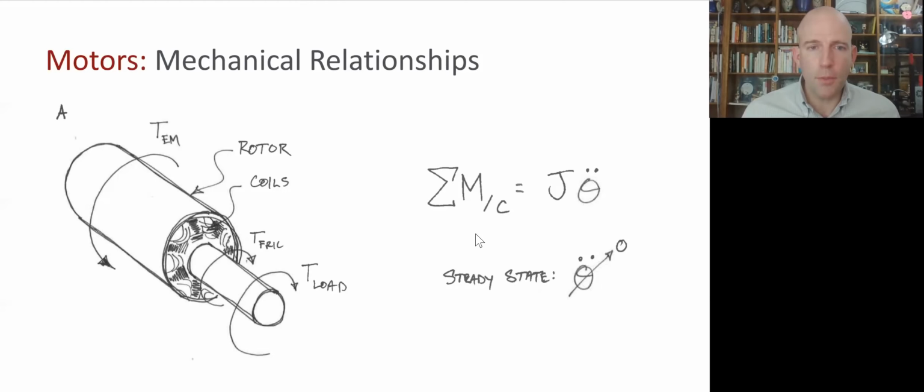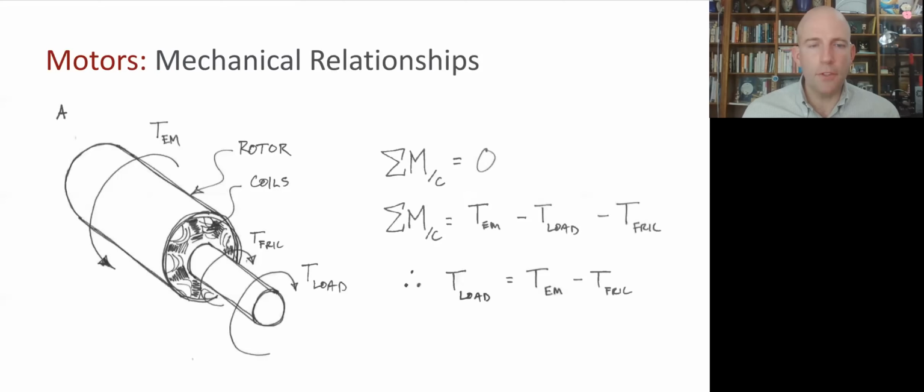In general, the sum of these moments will be equal to the rate of change of angular momentum of this rotor. And in this 2D representation, we have the mass moment of inertia times the angular acceleration. Now, if we assume steady state conditions, the angular acceleration goes to 0, and we are left with the sum of the moments being 0. So we get that the load torque is equal to the electromechanical torque minus the friction torque. Okay, so that's the mechanical side of the system.